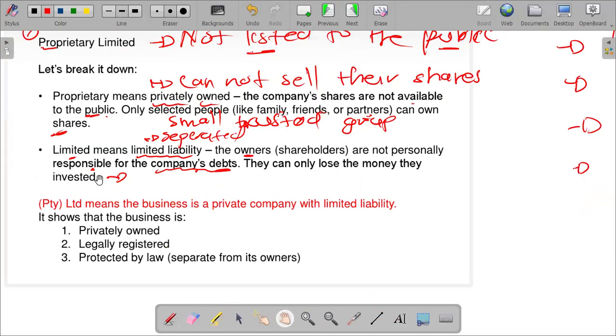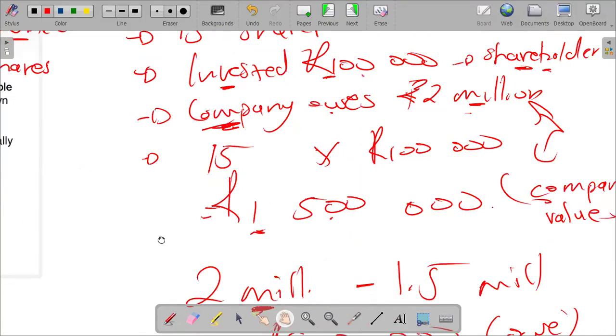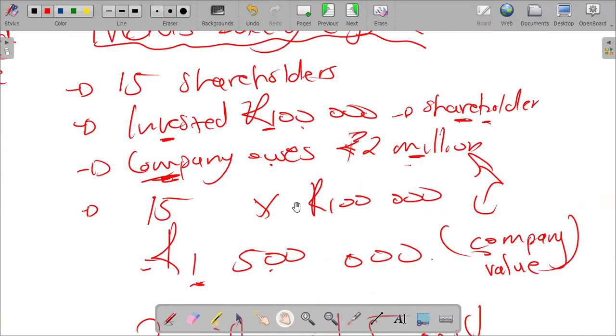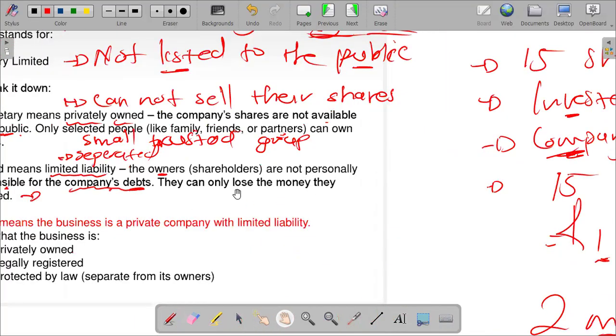So this is what it means by limited liability. The owners are not personally responsible for the company's debts. They can only lose the money they invested. How much money did they invest? 100,000 each, which made up to 1.5 million. That's the money that they invested. That's the money that they will lose because they already put it in the company.